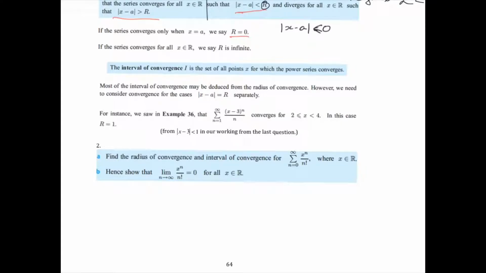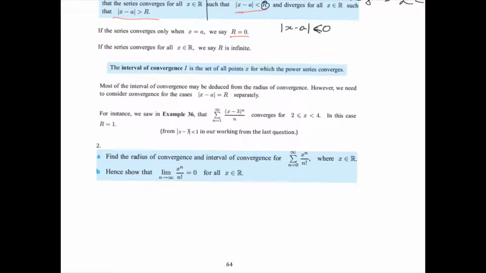Most of the interval of convergence may be deduced from the radius of convergence. However, we need to consider the convergence for the cases where the absolute value of x minus a equals R separately. So first we consider when it's less than R, then we need to consider when it's equal to R. For instance, we saw in example 36, previously, that the sum from n equals 1 to infinity of (x minus 3) to the n over n converges for x between 2 and 4, but equal to 2.